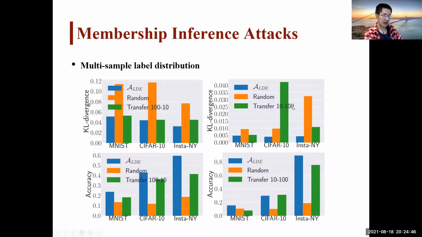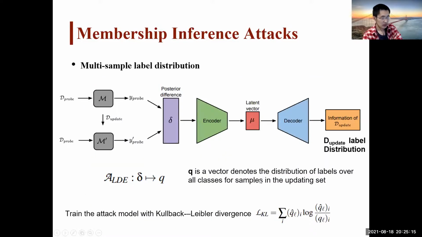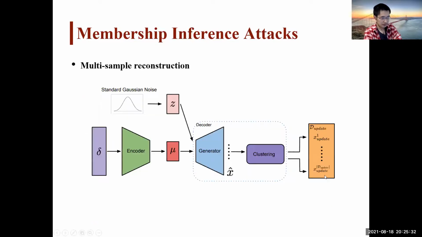However, if the target model is updated with more data, while the attack models just use 10 data, then the attack models cannot achieve better performance when they transfer to these scenarios. So this experiment emphasizes that the knowledge about the cardinality of the update data is quite important, so that the attacks have quite important limitations. And next, the last one is the multi-sample reconstruction task.